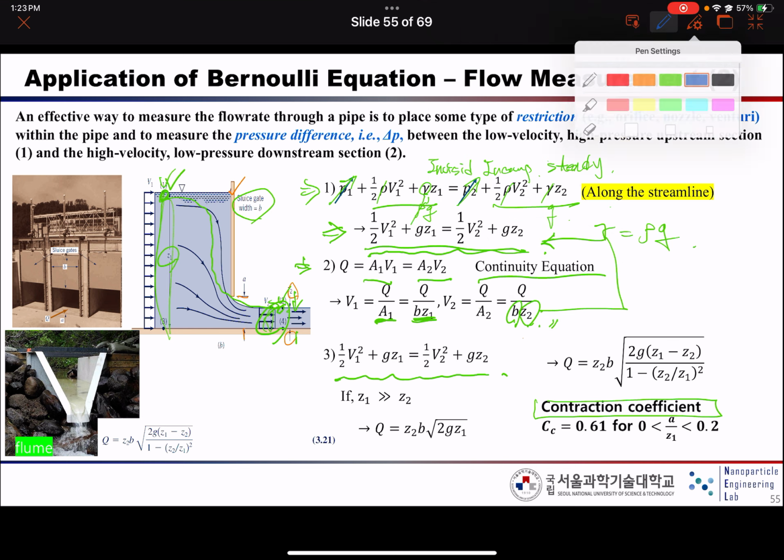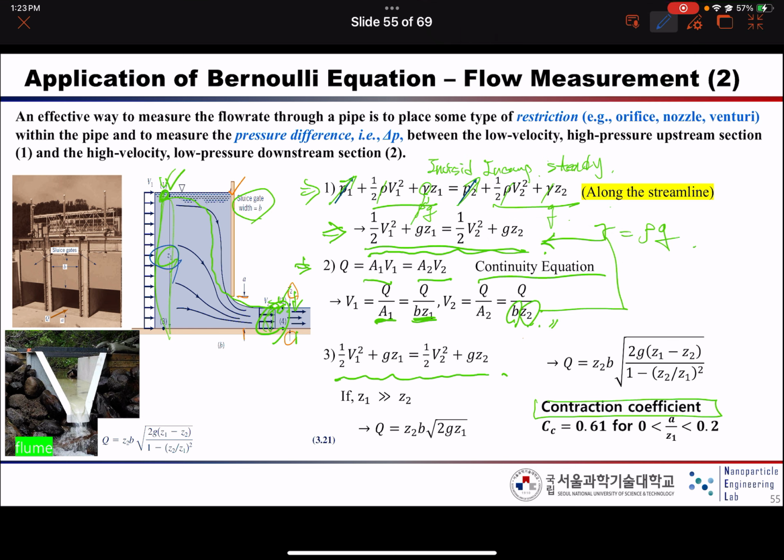And here also, as you notice, Z1 is much larger than Z2, so you can summarize the result like this. Okay. So usually for the contraction coefficient, if a over Z1 is less than 0.2, the contraction coefficient is usually 0.61. Okay, so this result, the flow diagram looks like this.